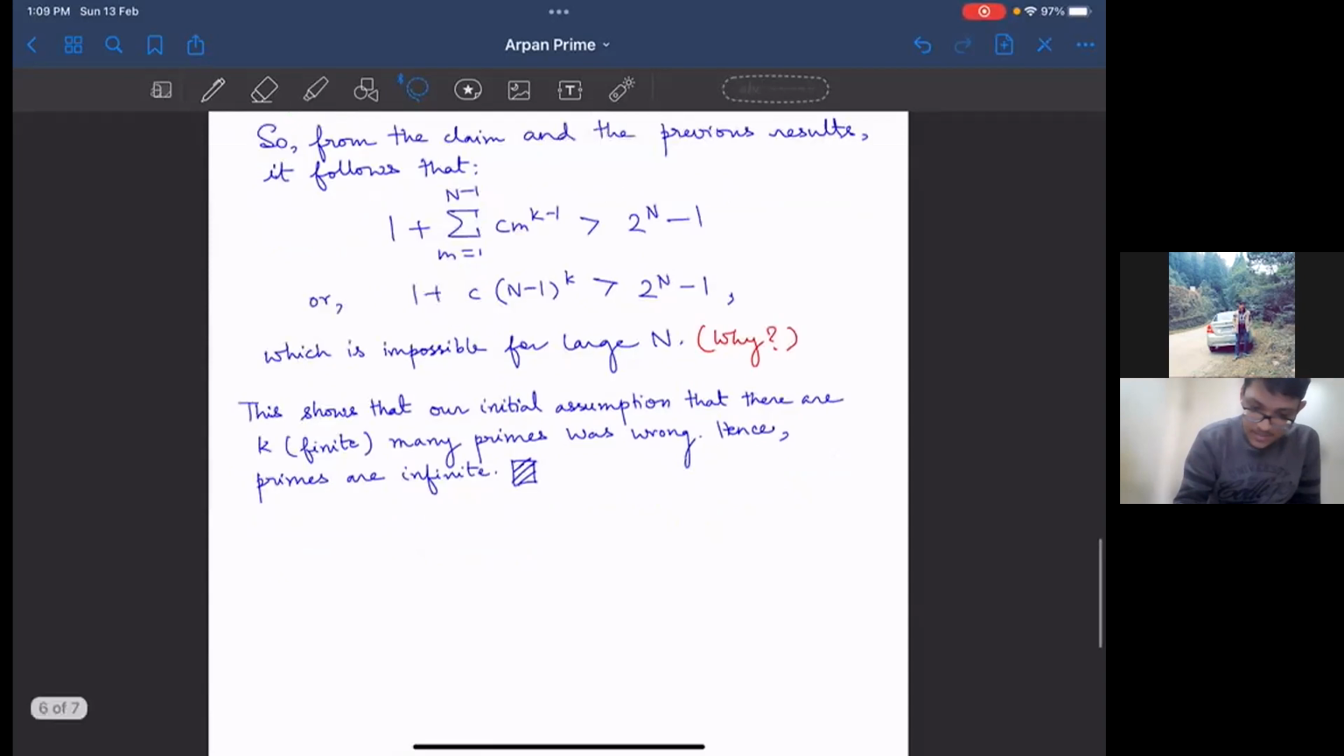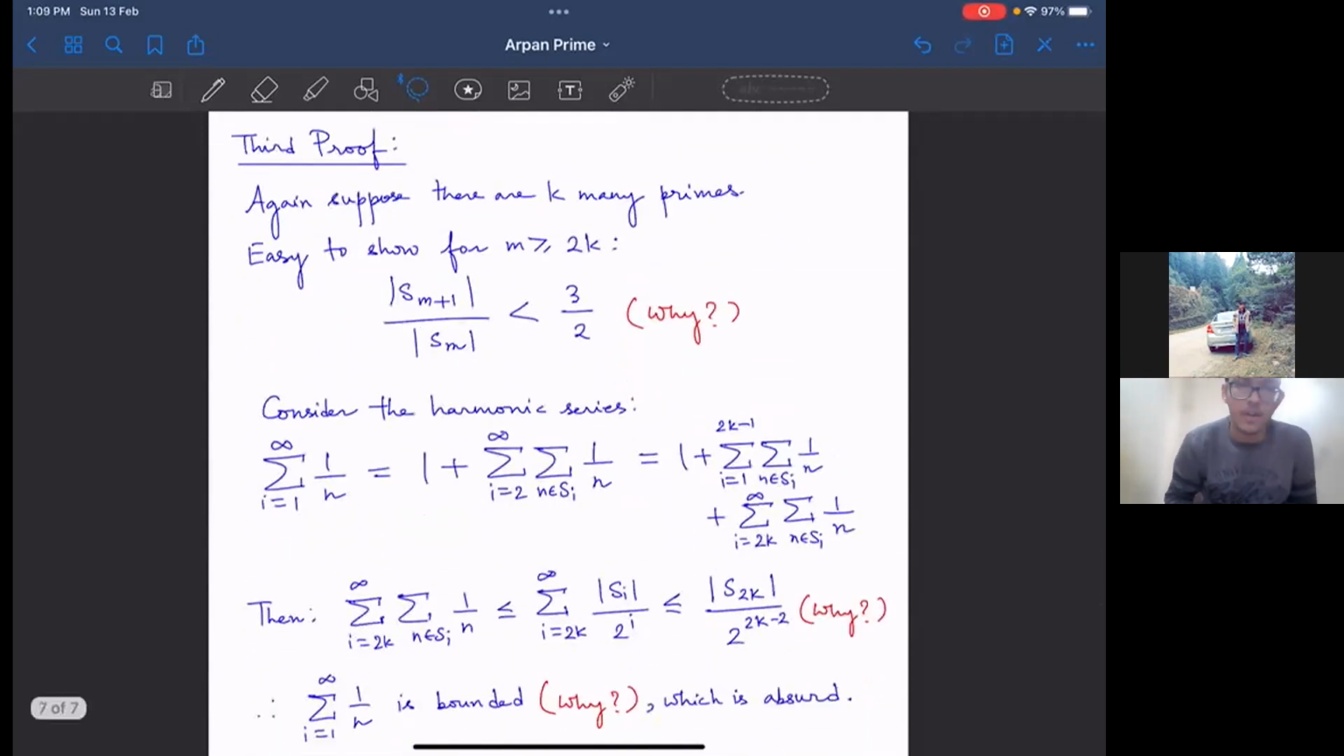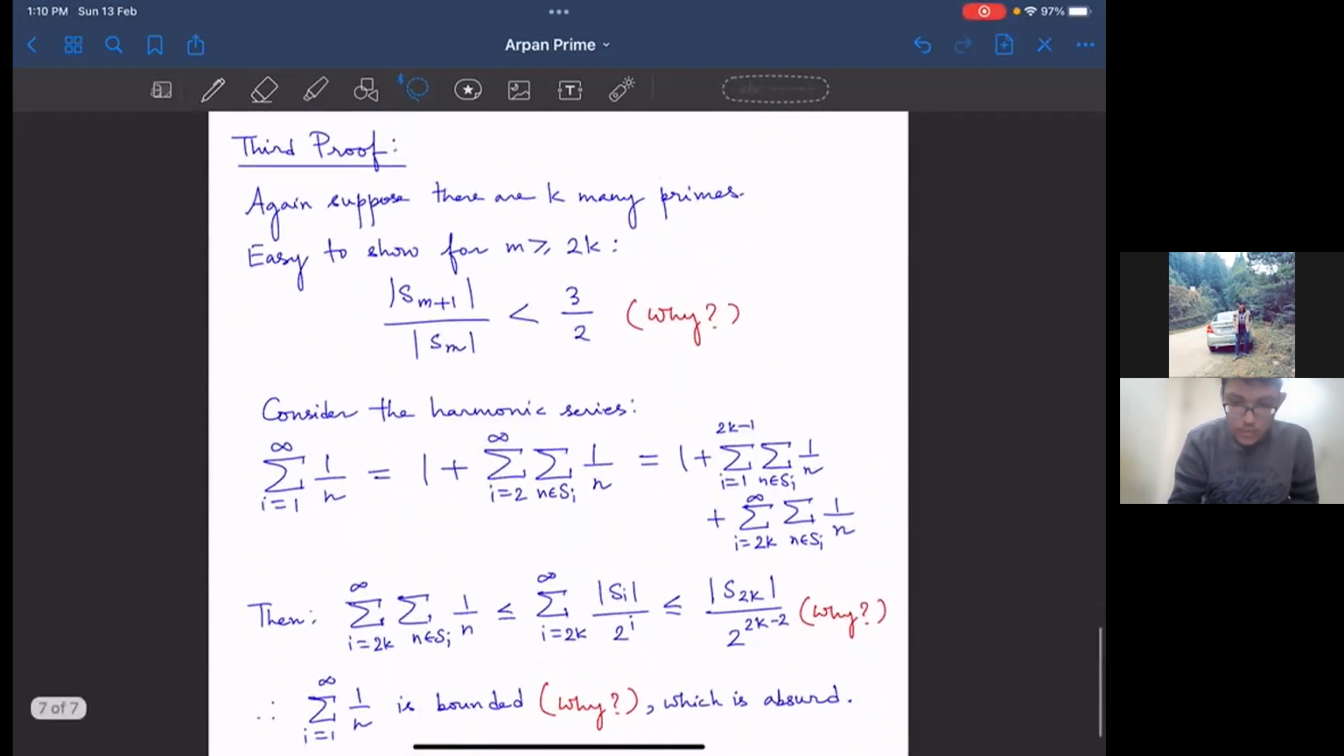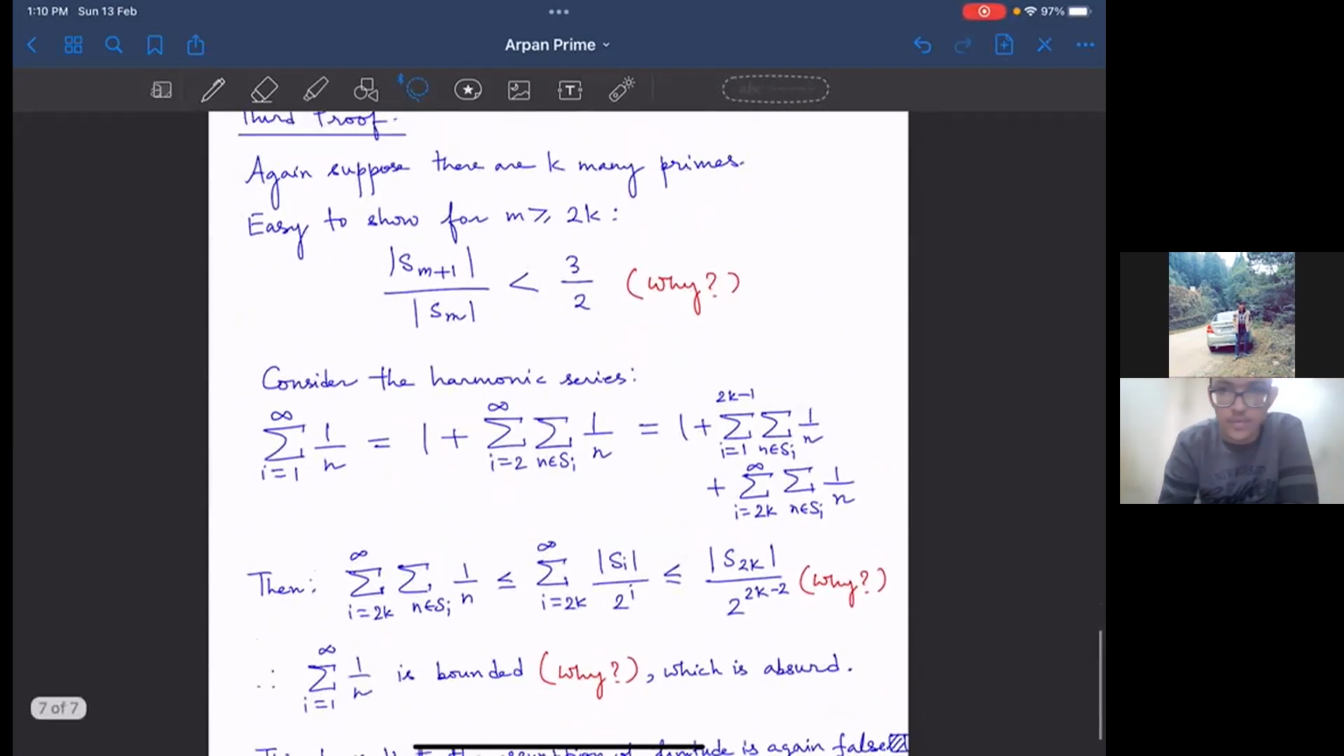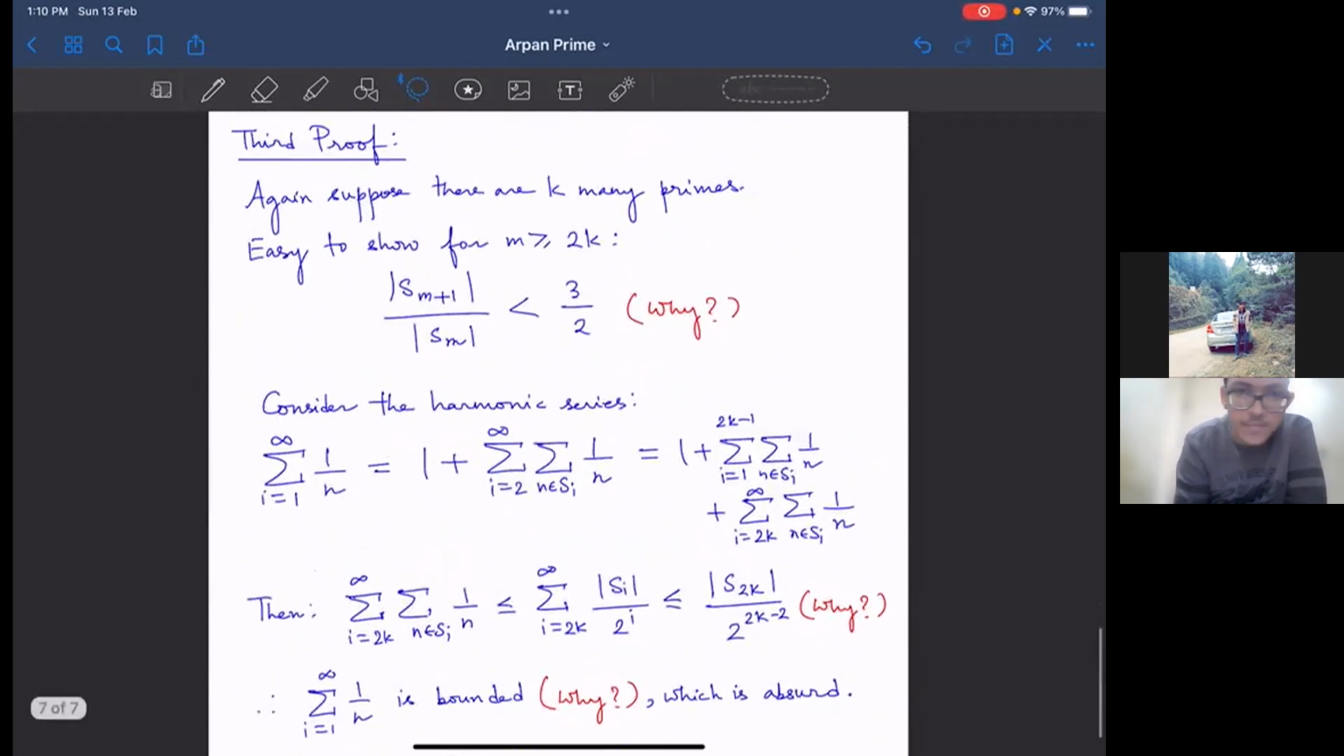Okay. So there is one more proof that I'll briefly sketch out for you. The paper is just a 1.5 page paper with 2 proofs. Okay. So this is the second proof. I think you should give it a shot. And I'll give you a brief sketch. So again, suppose we start with the same assumption that there are k many primes. And okay, so it is easy to show for m greater than or equal to 2k, it's just algebra, that the cardinality of Sm plus 1 by the cardinality of Sm is less than 3 by 2.